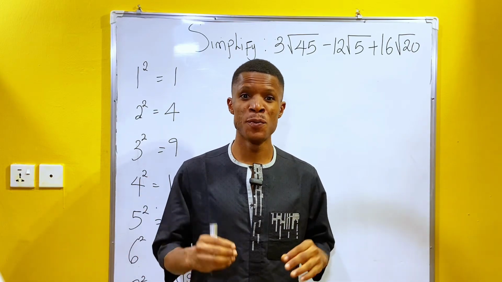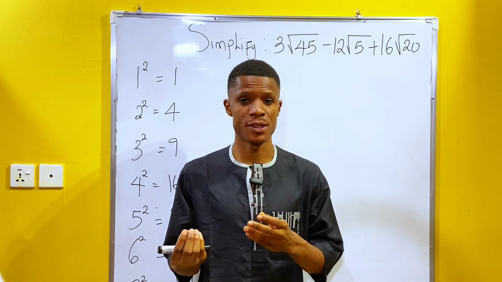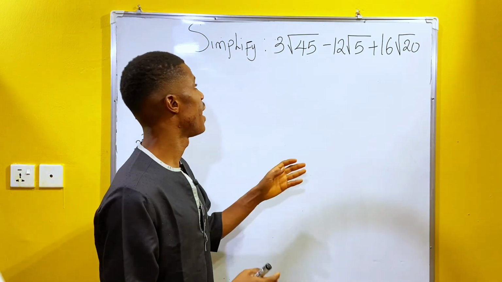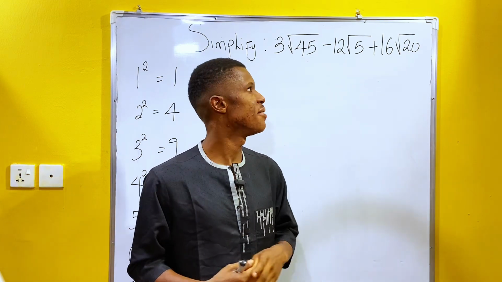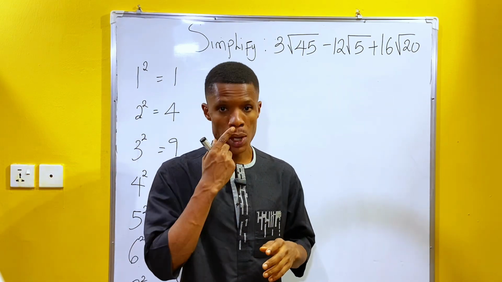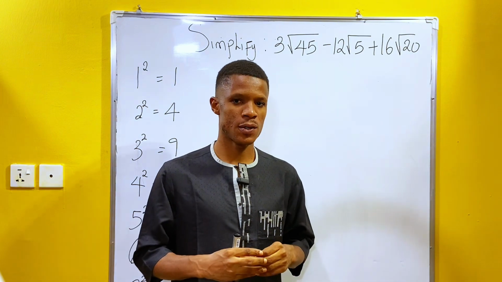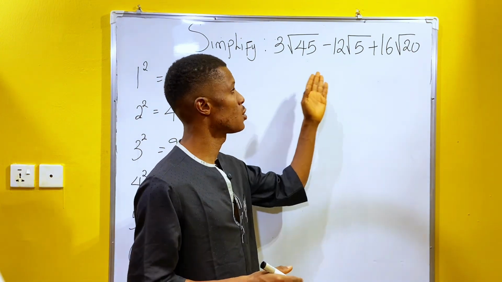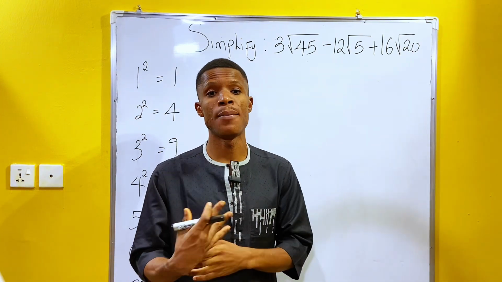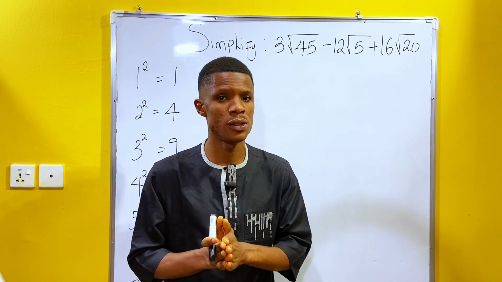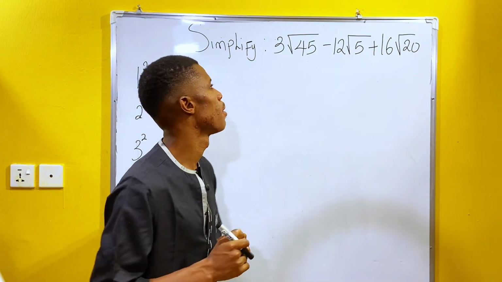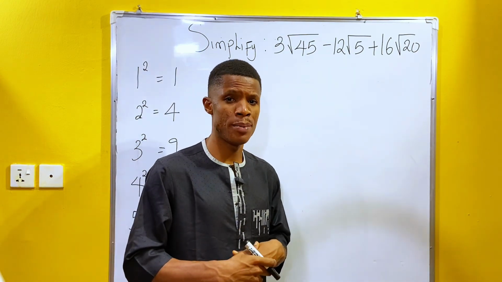In this video, we'll be learning how to simplify surds. We are told to simplify 3 root 45 minus 12 root 5 plus 16 root 20. To simplify these surds, you observe that some of the surds here are not in their basic form. So to do that, we have to reduce each surd into its basic form. How do we reduce surds to their basic form?